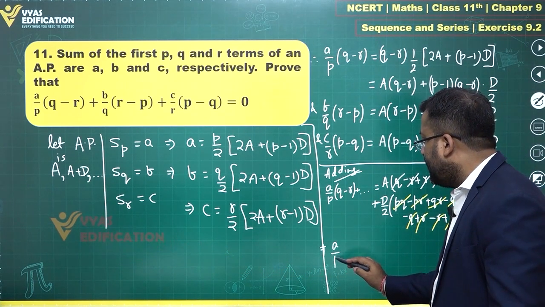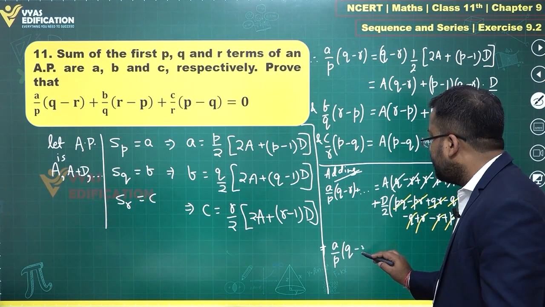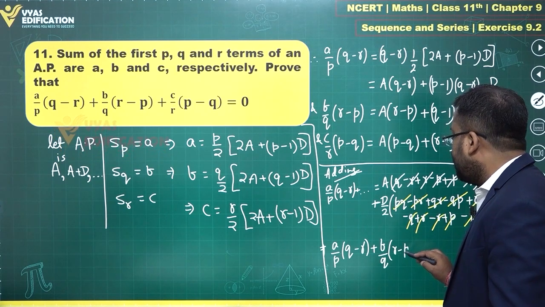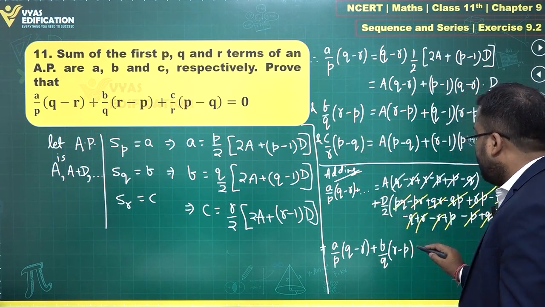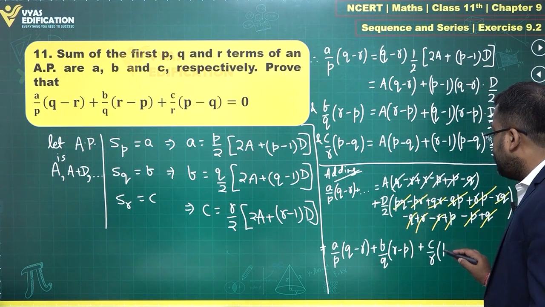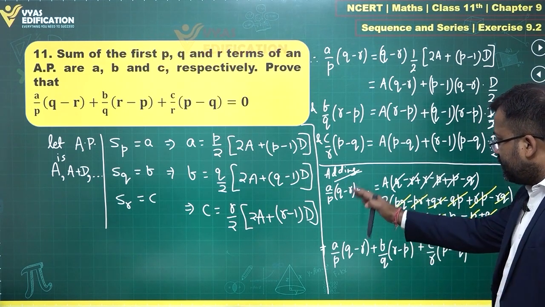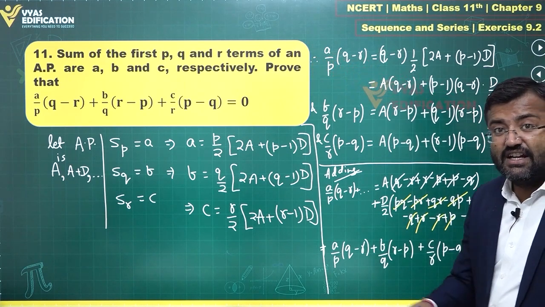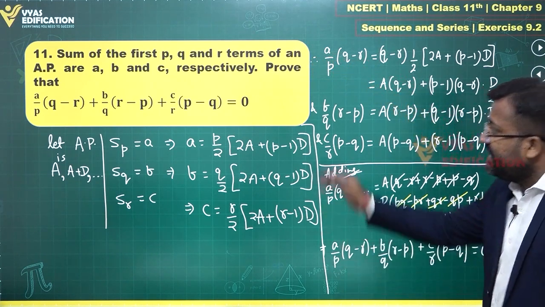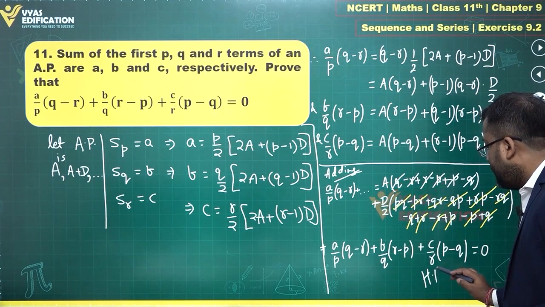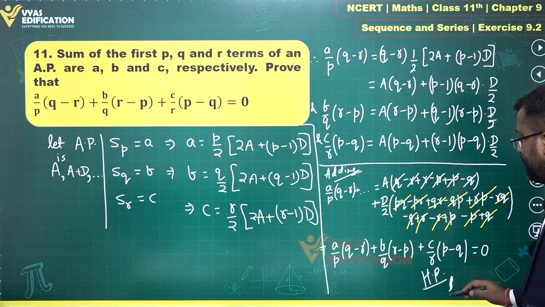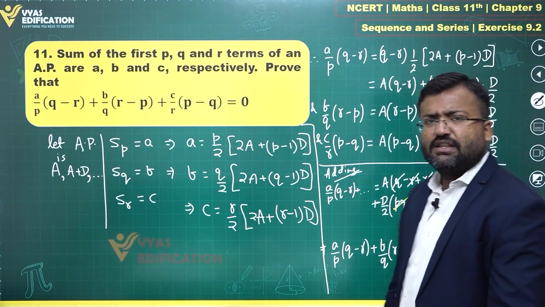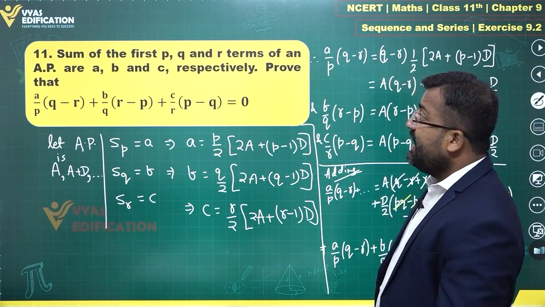So that tells me a by P times Q minus R plus b by Q times R minus P plus c by R times P minus Q. This whole left hand side is equal to 0 on the right hand side. That's what we wanted to prove, right? That's the complete proof of this question, as you can see over here in this solution. That's all for this 11th question.